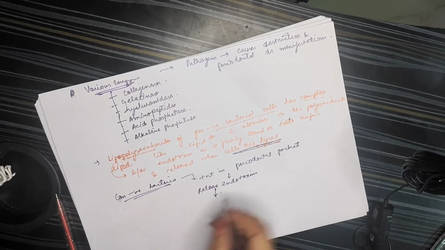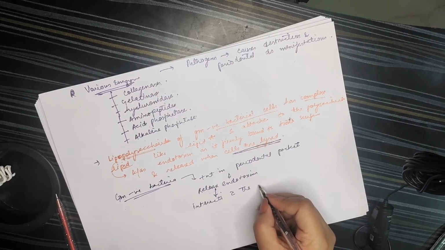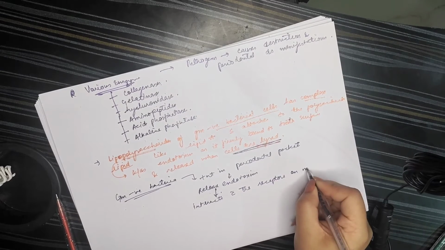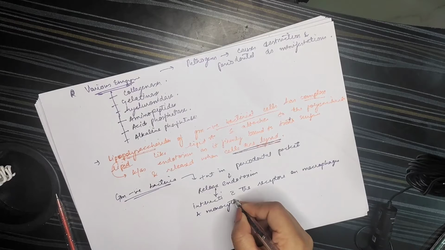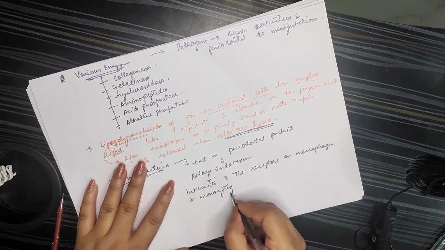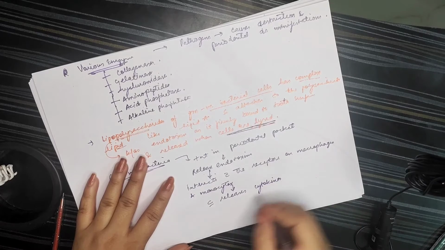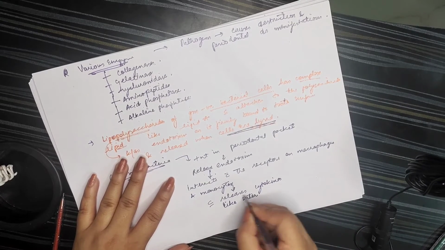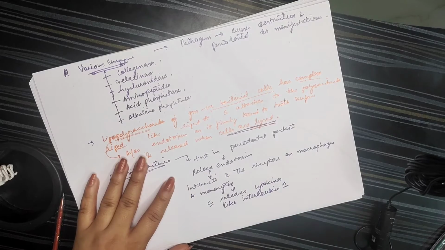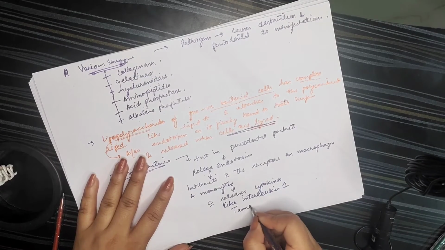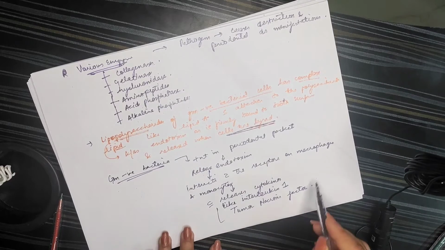Endotoxins interact with the receptors on macrophages and monocytes, which further releases cytokines like interleukin 1 and tumor necrosis factor. And this is how they can also cause the periodontal problems.